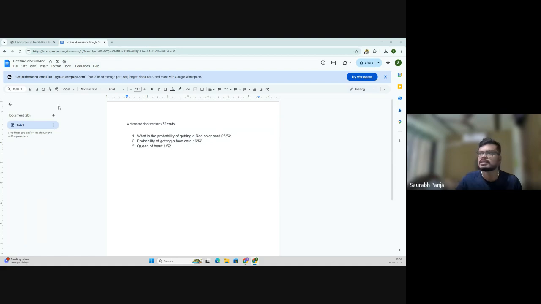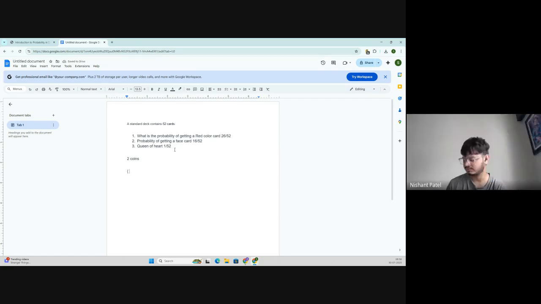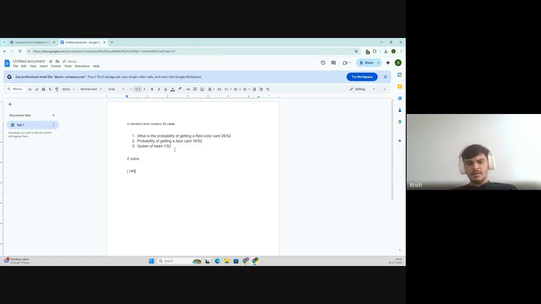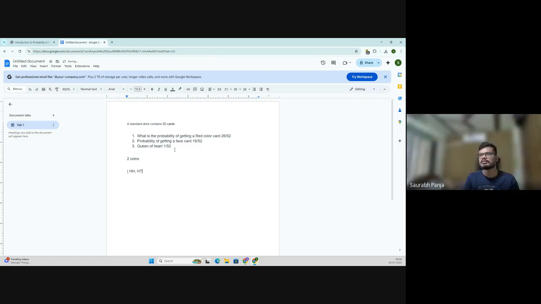Now, let's say there are two coins. Sorry, my bad. Let's say there are two coins. What would be the sample space for this? What are the total number of outcomes that can happen? 4. Let's go via the outcomes: head, head; head, tail; tail, head; tail, tail. That is four total number of outcomes.